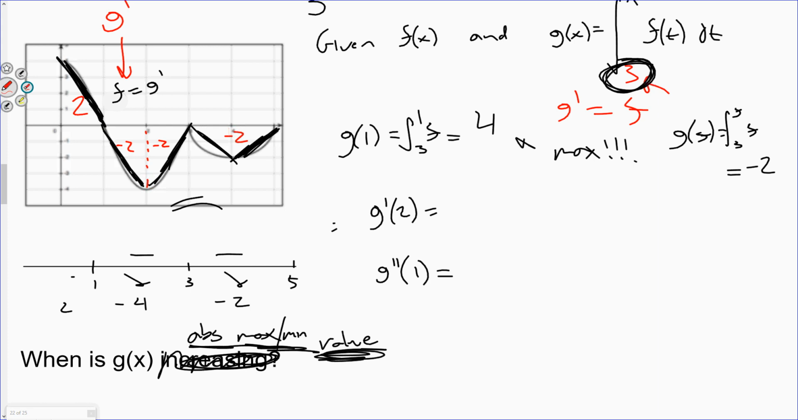Sorry if this is busy. It'll be better in future years. G prime of 2 is F of 2. Oh yeah, because G prime is equal to F. What's F of 2? This value right here. The y coordinate is -4.